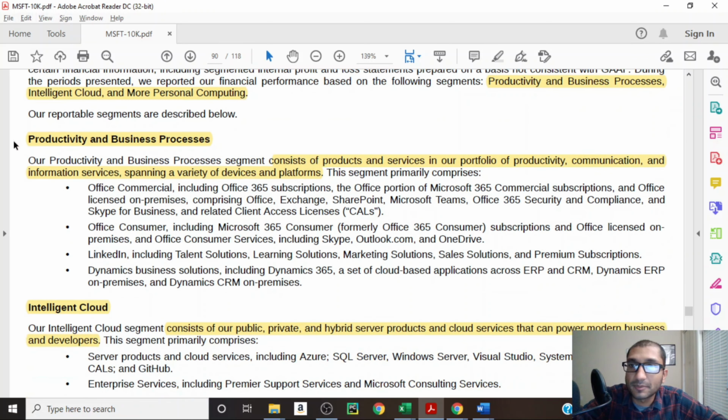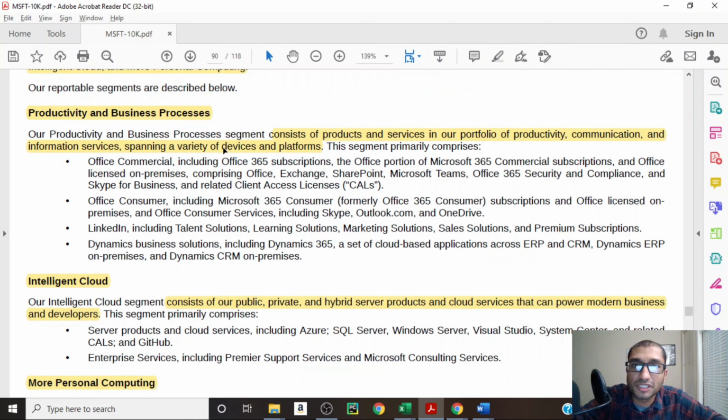The first operating segment is the productivity and business processes, which consist of products and services in its portfolio of productivity, communication, and information services, spanning a variety of devices and platforms. Some of the offerings in this segment include Office and Microsoft 365, Skype, LinkedIn, and so forth.